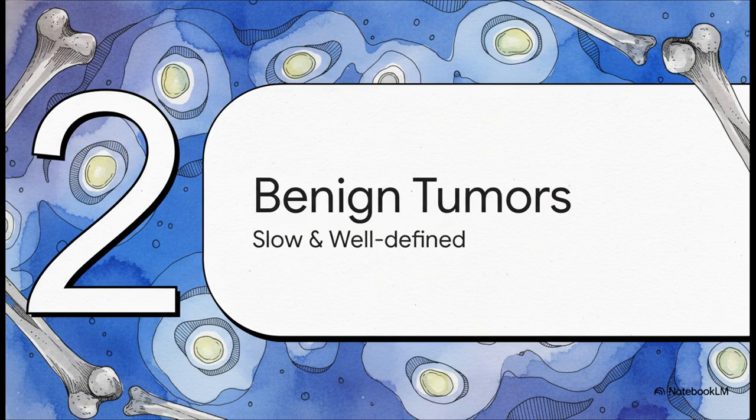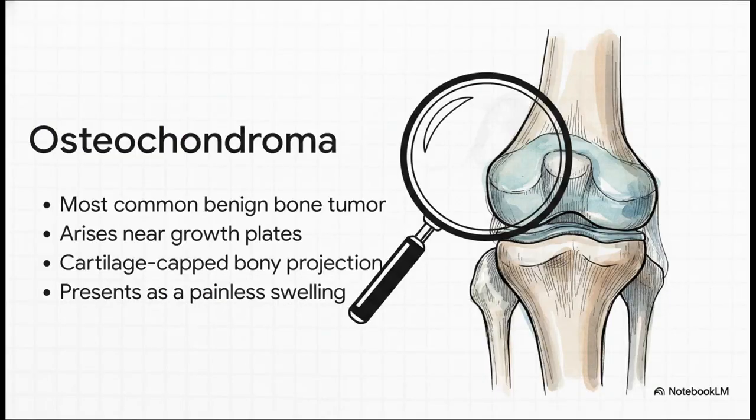Section 2, benign bone tumors. Let's profile our very first suspect, the osteochondroma. This is actually the most common benign bone tumor we see. It uniquely presents as a painless, cartilage-capped bony projection. Because it arises right near the growth plates, you're usually going to spot it in the metaphyseal region, around the knee, specifically the distal femur or proximal tibia.